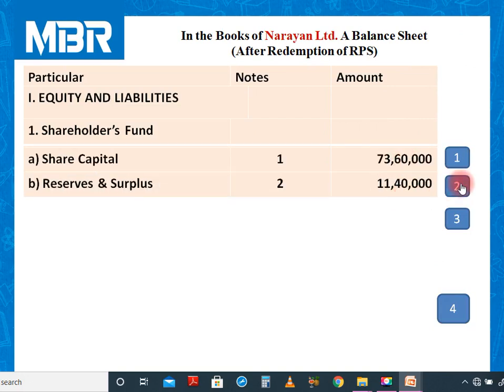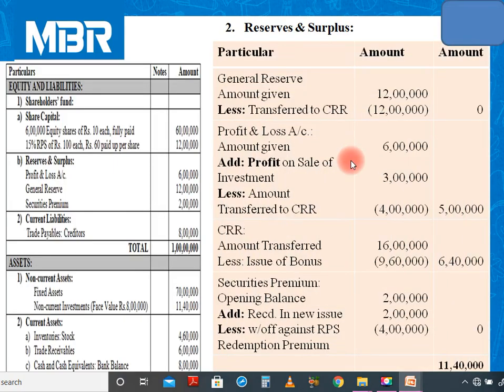Second, reserves and surplus 11,40,000. Let us refer to our calculation. General reserve given as 12 lakhs. Entire amount of general reserve utilized for CRR. So closing balance is 0. Amount of profit and loss given as 6 lakhs. We have earned a profit of rupees 3 lakhs on sale of investment. So it is added to the figure of 6 lakhs. And we have transferred rupees 4 lakhs to CRR. So our closing balance of profit and loss account comes to rupees 5 lakhs.